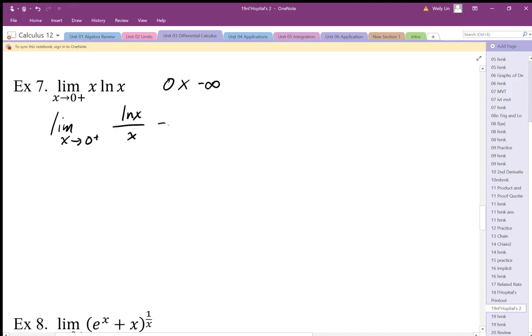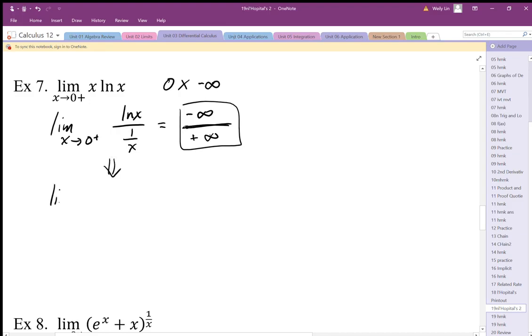So now we have negative infinity. Oops, I can't just put x in the denominator like that, can I? I've got to put it as 1 over x in the denominator. So now I have negative infinity, and as we approach 0 from the positive side, we get positive infinity in the denominator. So this is our condition. We can apply L'Hopital's here.